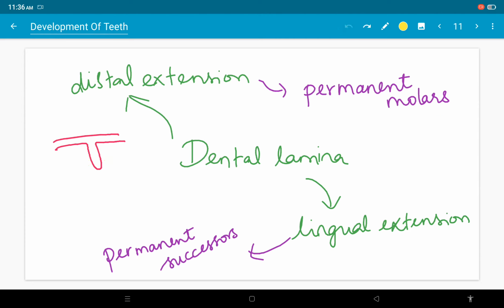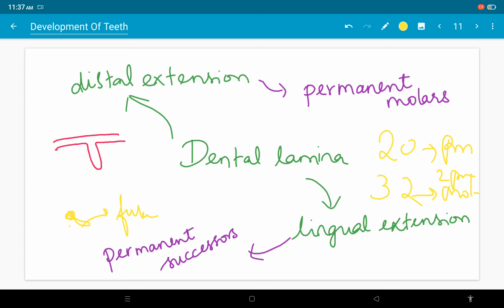Before that you need to know there are 20 primary teeth and 32 permanent teeth. The 20 primary teeth will not have premolars, right? And the 32 include 3 molars with 2 premolars. So, for example, if there is a primary central incisor, the dental lamina of the primary central incisor will have a lingual extension for the future permanent central incisor.